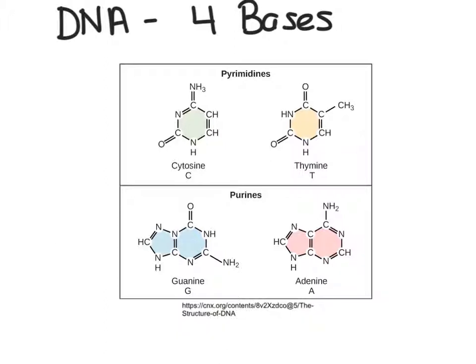One of the easiest ways that I remember which type is which is that pyrimidine has a Y in it, and cytosine and thymine have a Y in their names. So those are the pyrimidines, cytosine and thymine. And purines I remember as being the other two that do not have the Y in them. Purines are guanine and adenine.